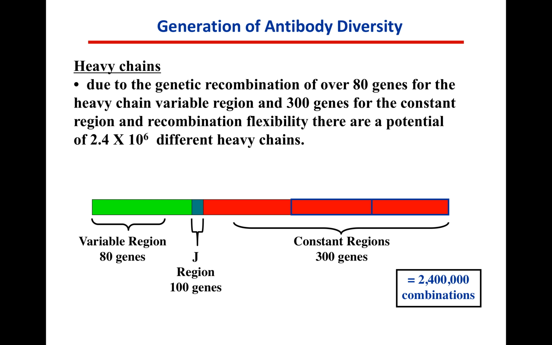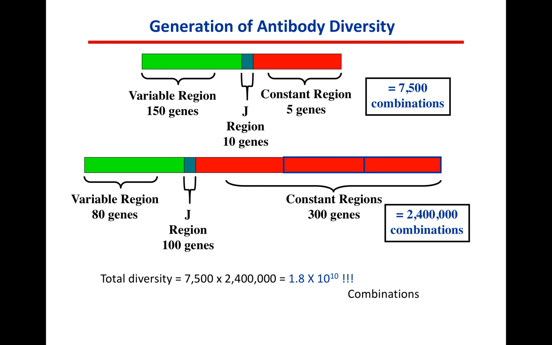If we take those and we look at the total diversity of this, if we just multiply those together, 7,500 times 2.4 million, we get 1.8 times 10 to the 10th different combinations. And that alone gives you a tremendous potential diversity across the different antibodies that are potentially available.